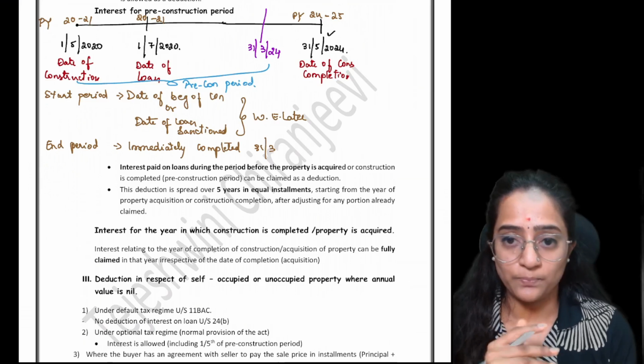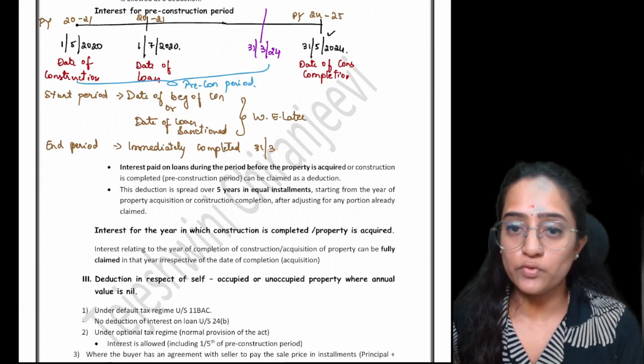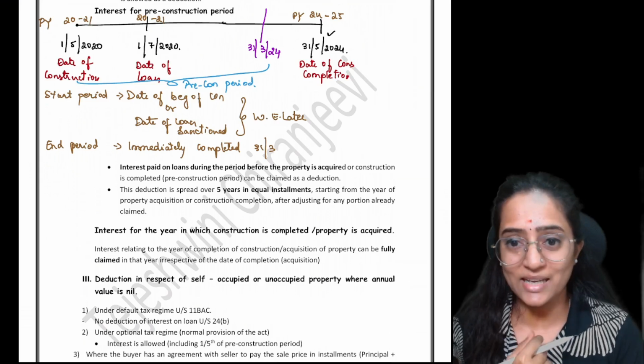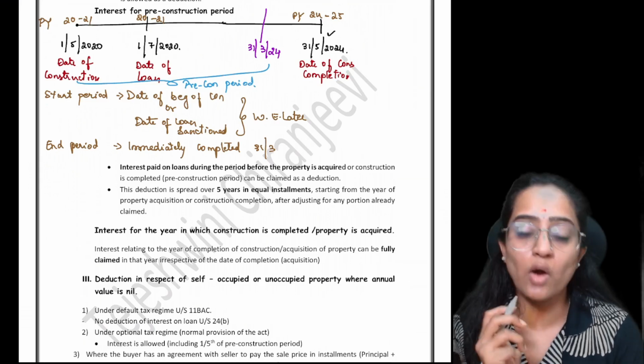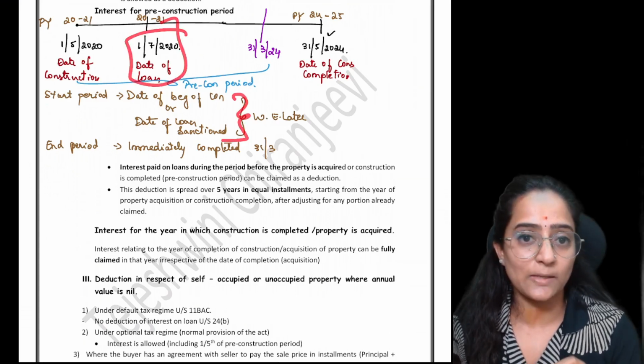Now, they have given in the question the date of construction is 1/5 and the date of loan is 1/7. You have to start calculating the interest now. How do you take it? Whichever is later, that is, 1/7/2020.